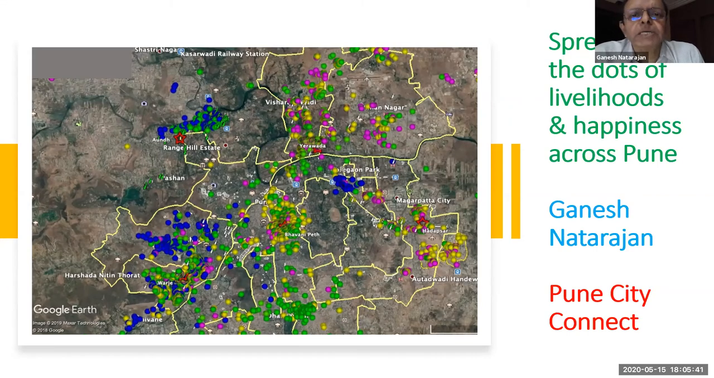So essentially, when you say Sampurna Pune, what you see, those dots there, we are literally mapping every slum community. There will be green dots, pink dots, blue dots to show whether we have touched the household through education or literacy. But eventually our goal is that the dots which signify livelihoods, happiness, joy, and love should be spread across Pune. So that's why I'm so excited about Pune City Connect. Thank you very much.